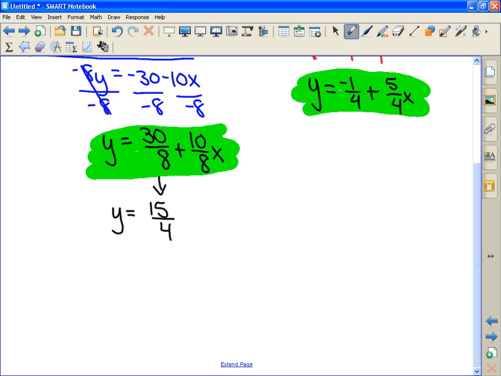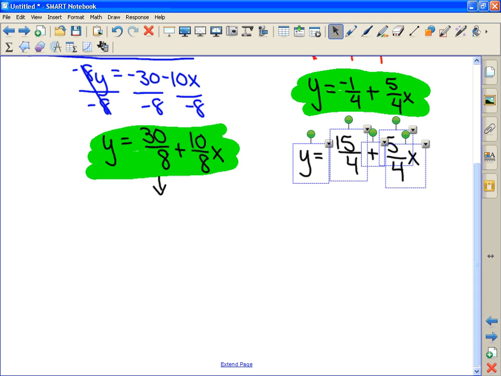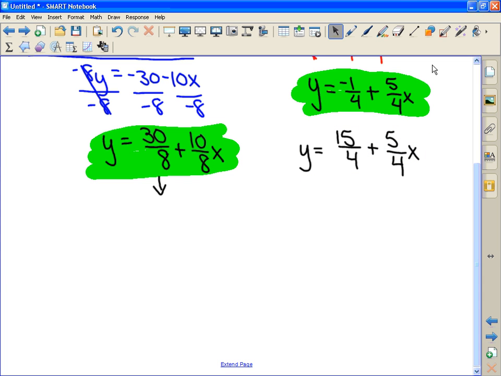And then I can think the same thing on this other fraction, 10 and 8. Those can both be divided by 2 as well. So 10 divided by 2 is 5. 8 divided by 2 is 4. So now I have this new equation here, y equals 15 over 4 plus 5 over 4x. Now if I compare these two equations, I can see, oh boy, they have the same rate of change.